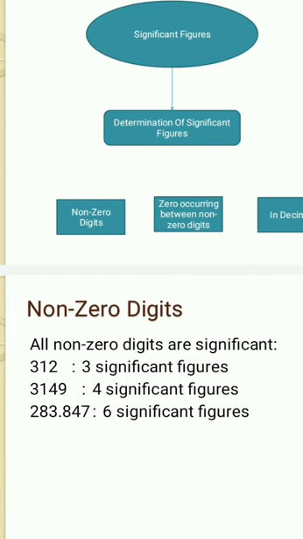Can you read the slide clearly? Okay. Non-zero digits. All non-zero digits are significant. What does it mean? You see, 312. There is no zero, so it has three significant figures. Same goes for 3149 and 283.847. It means that if there is no zero, we count the significant figures.